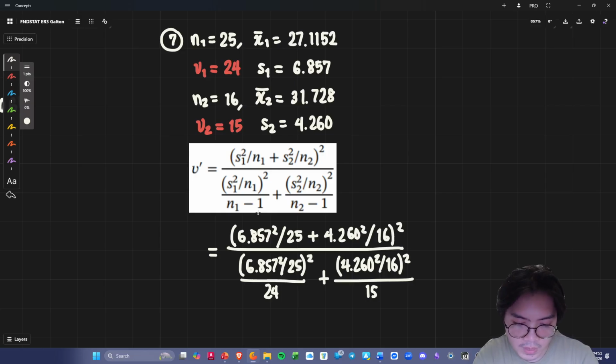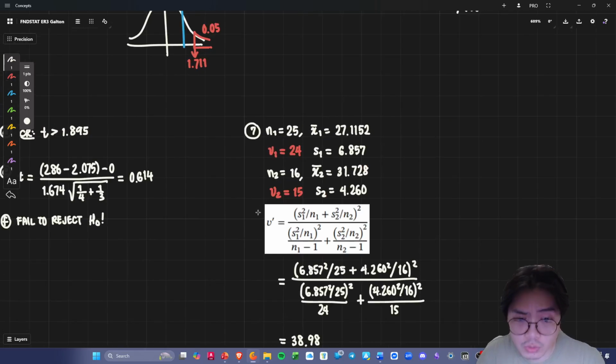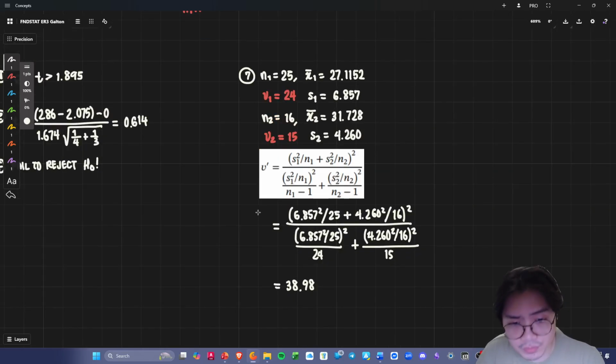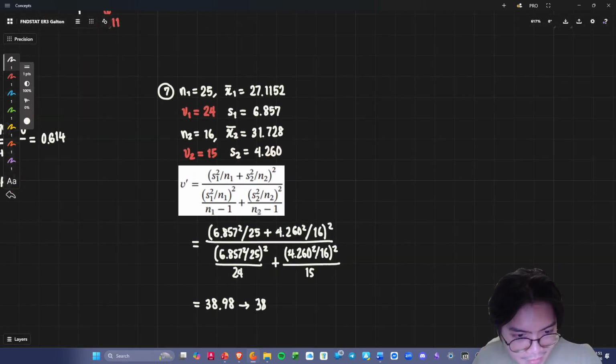Over 24 plus 4 point... calculator... divided by... squared. Got 38.98, which, what you're supposed to do with this once you're done, you round down. 38. Very close to 39.